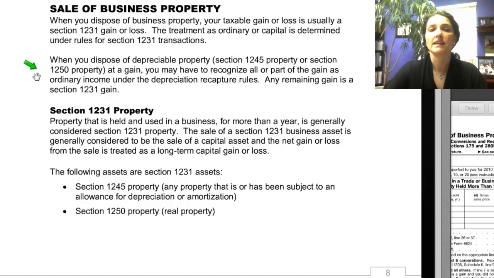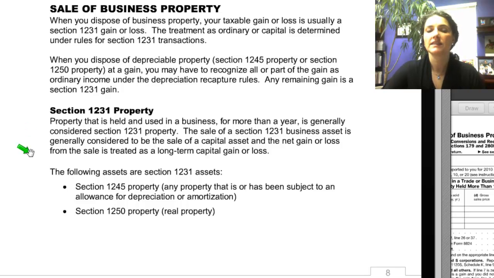Any remaining gain is a Section 1231 gain. So what then is Section 1231 property? Well, property that is held and used in a business for more than a year is generally considered Section 1231 property. The sale of a Section 1231 business asset is generally considered to be the sale of a capital asset, and the net gain or loss from the sale is treated as a long-term capital gain or loss.